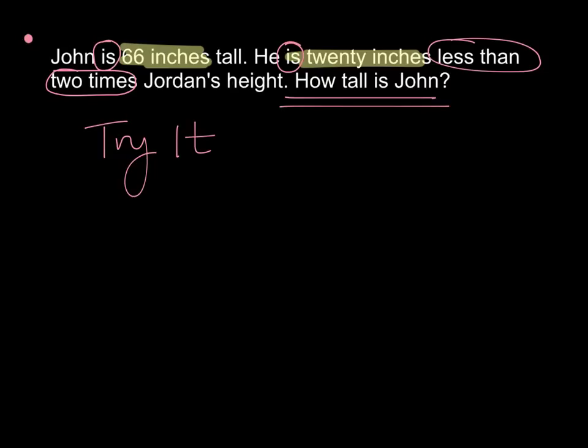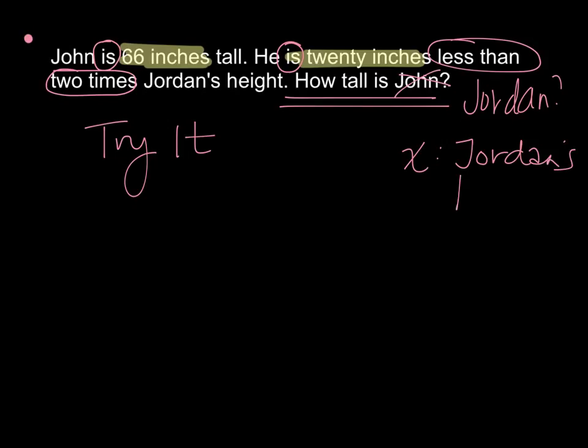Alright, so I'm thinking, how am I going to solve this? Okay, so John is 66, how tall is John? Whoops, I made a mistake, not how tall is John, I meant to say how tall is Jordan. You know John is 66, my goodness. Okay, so let's say x is Jordan's height, because that is what we're trying to find out, right? Alright, so here we go. John is 66 inches, equals. So he's 20 inches less than.